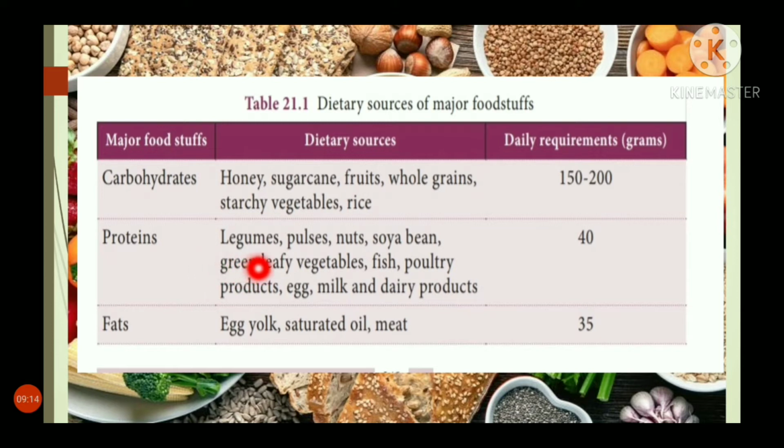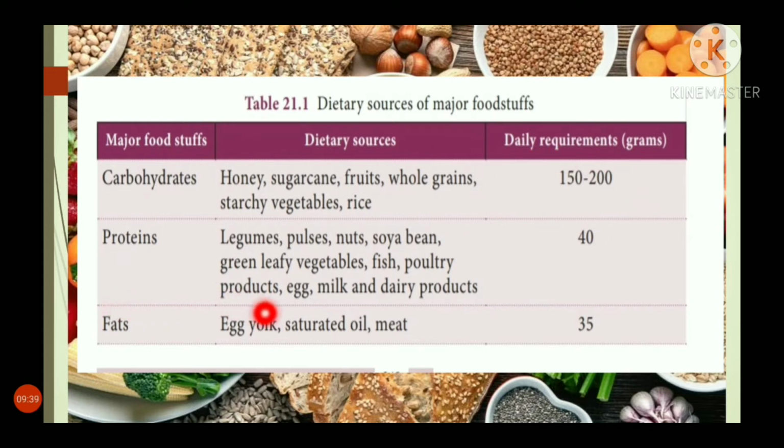Proteins are present in legumes, pulses, nuts, soya bean, green leafy vegetables, fish, poultry. Poultry is nothing but chicken. Products, egg, milk and dairy products. Dairy products: cheese, butter, curd. These all will come under proteins and you have to take 40 grams daily.